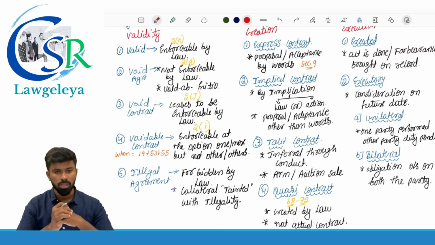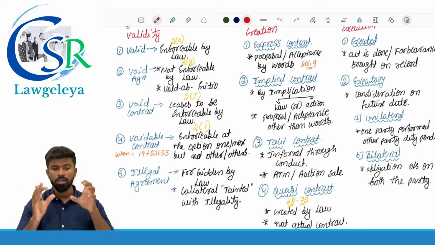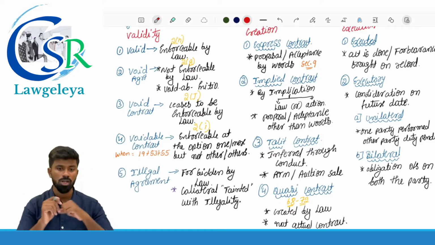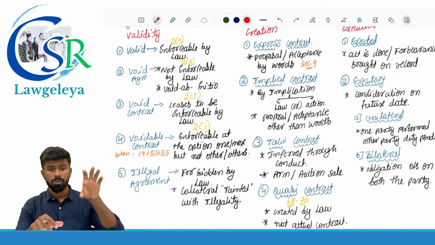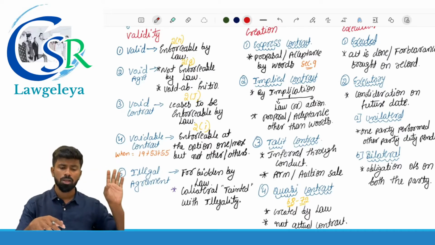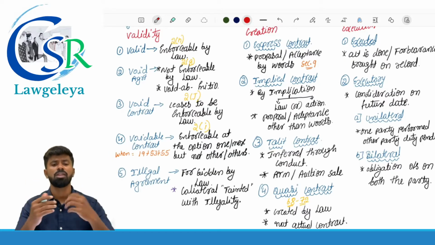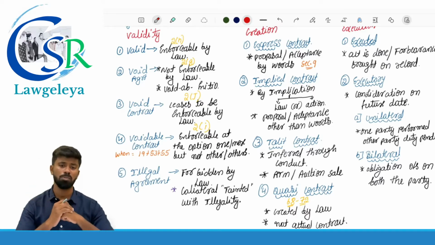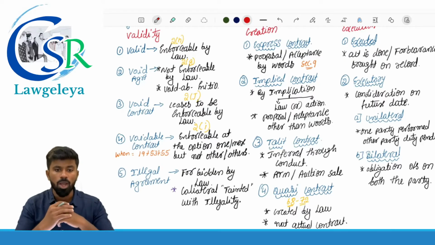Next one, void contract. What is a void contract, sir? You must write this keyword: ceases to be enforceable by law. A void contract is a contract which ceases to be enforceable by law. That is called what? A void contract. Unlike void agreements, void contracts are absolutely valid and enforceable at the time the contract was made. But later, due to some unforeseen event or supervening impossibility, the agreement ceases to be enforceable by law. That is called what contract? A void contract.